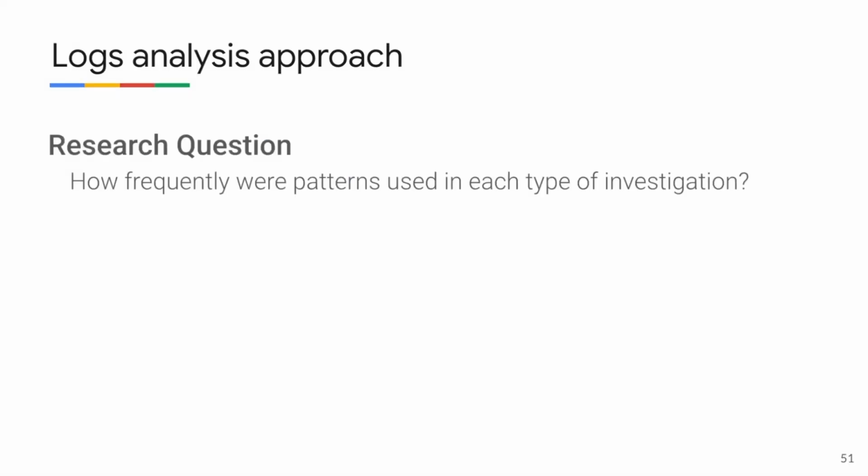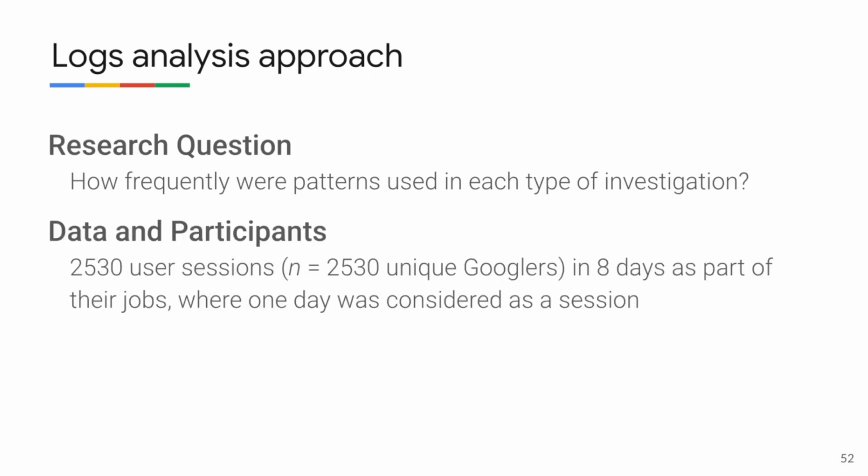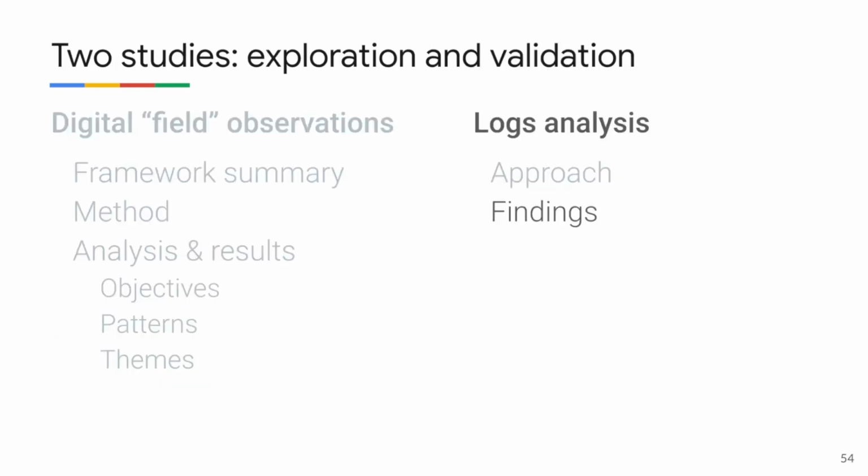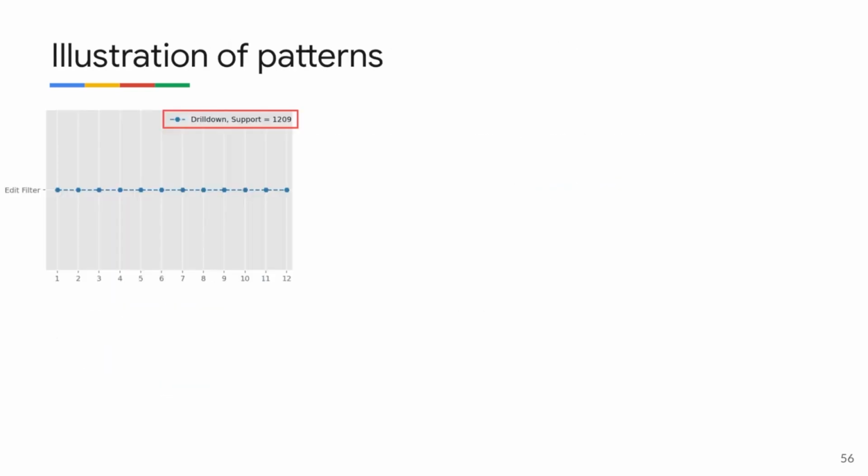Thank you, Irene. To validate how frequently patterns were used in each investigation, we conducted a log study with over 2,500 user sessions from Googlers and used an algorithm named closed fast to mine frequent patterns. Let's look at the findings. We used the heuristic rules to identify patterns. For example, for drill down, we checked if there were repeated actions, and the figure shows that it had 12 actions of field editing with support of 1209.